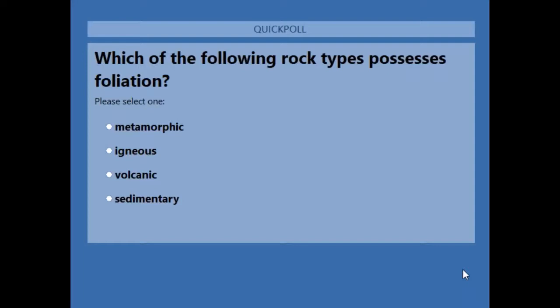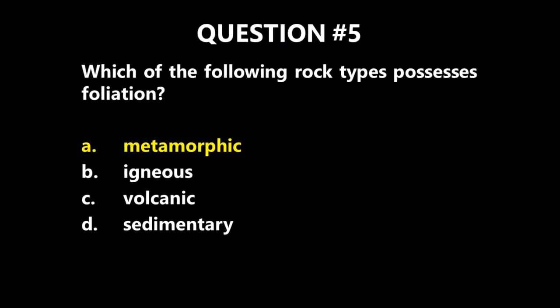All right, question number 5, please. Question 5, which of the following rock types possesses foliation? It's the metamorphic variety.